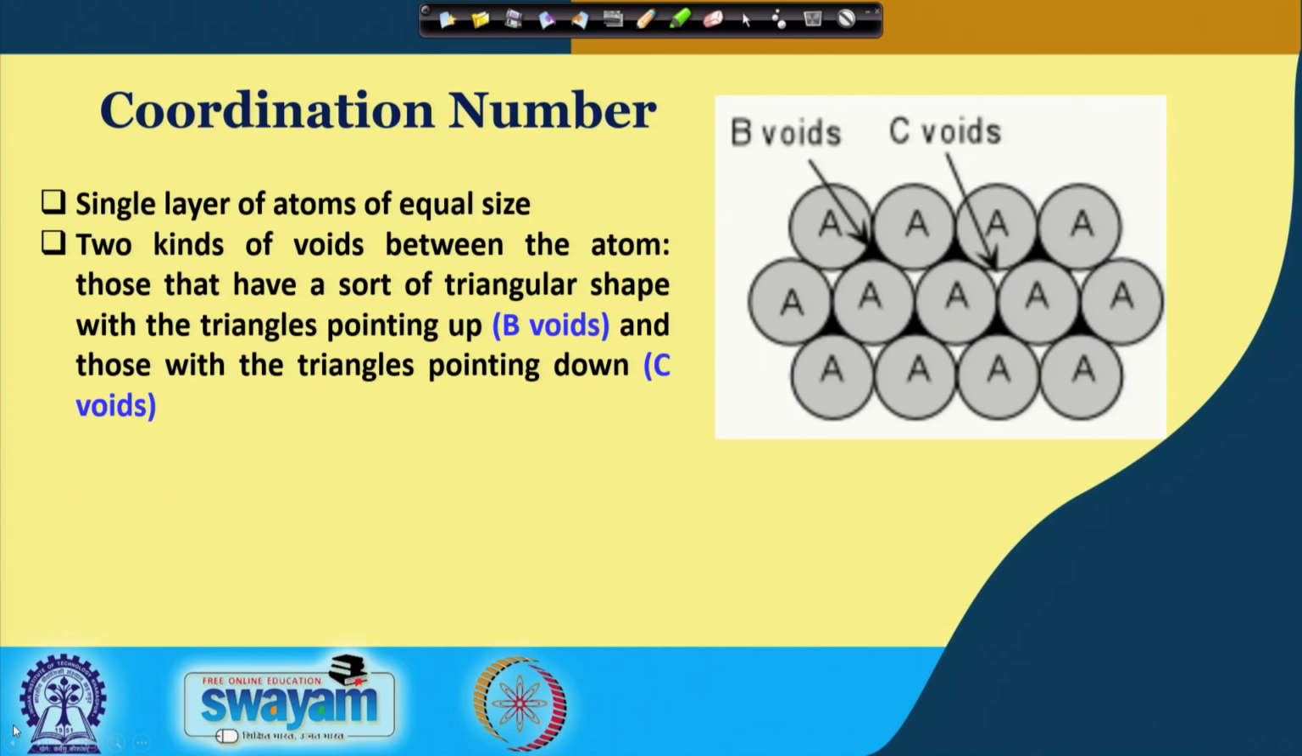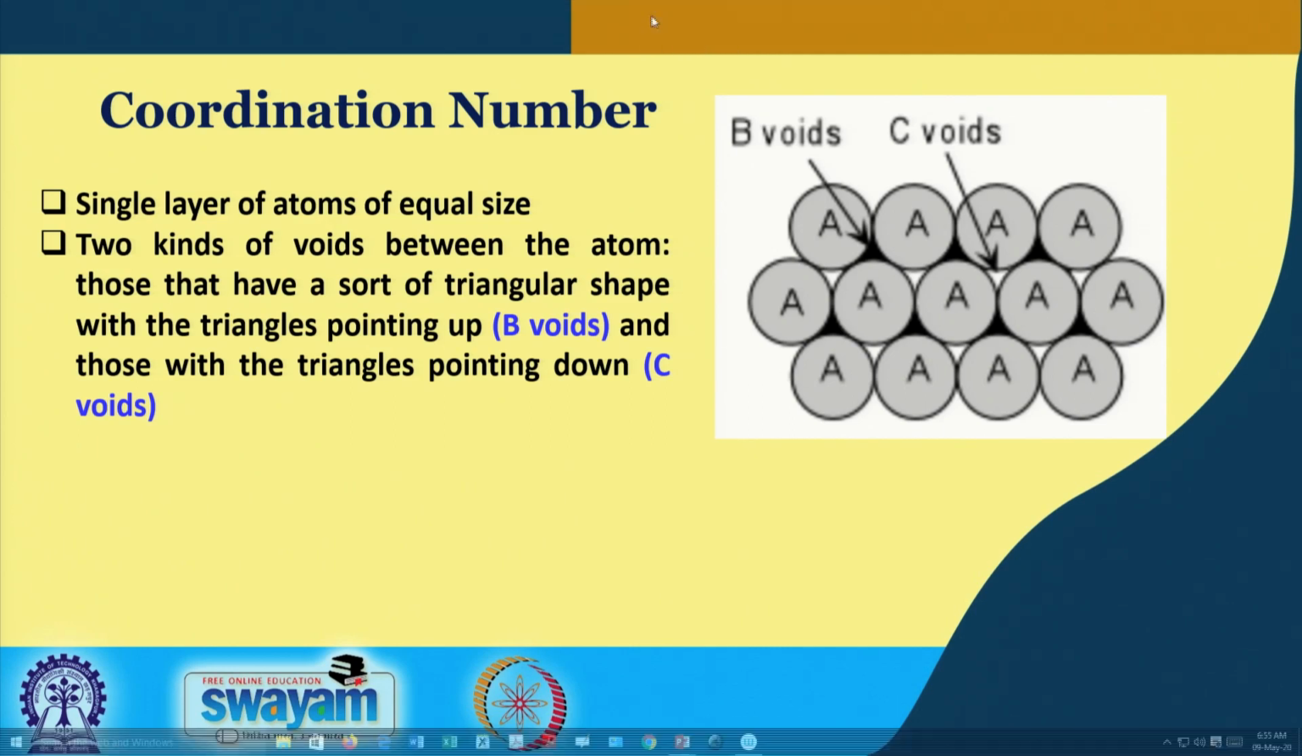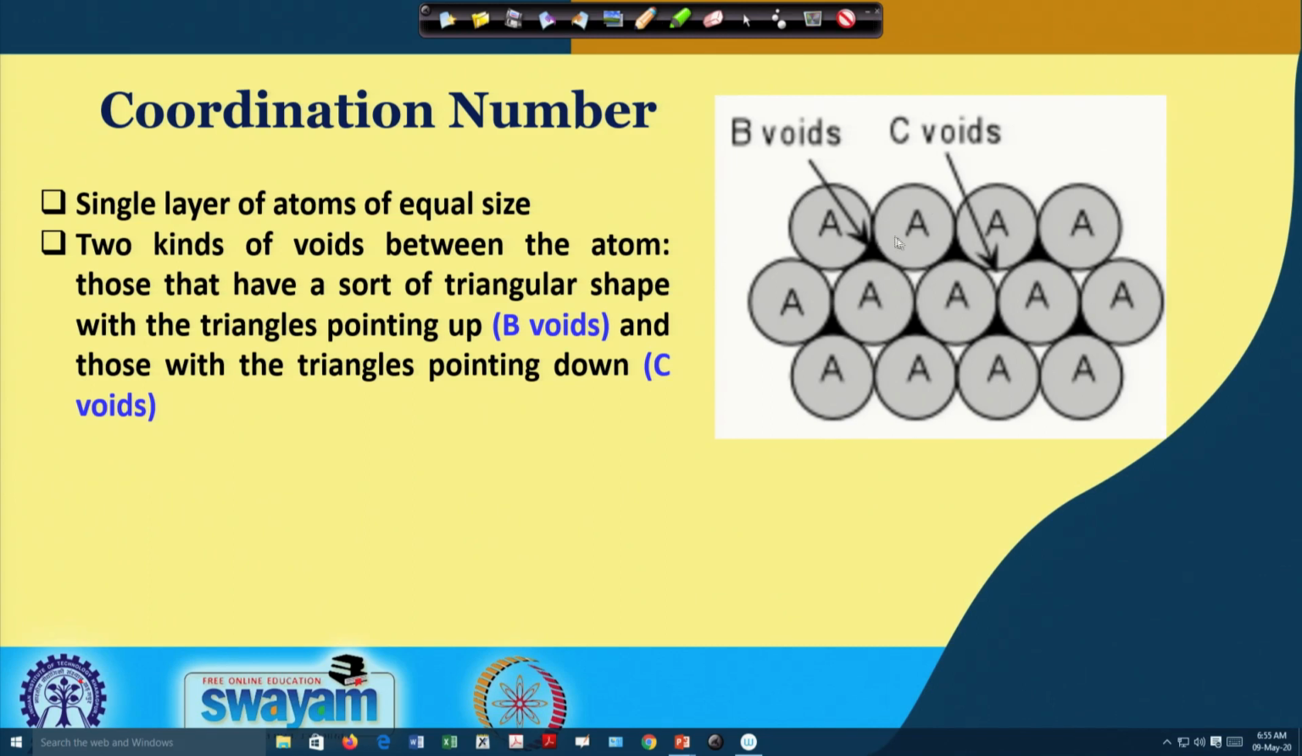Remember that when there is a single layer of atoms of equal size, there are two types of voids. One is void B and another is void C. The B void has a triangular shape where the triangles are pointing up, and those with the triangles pointing down are known as the C voids. As you can see here, these are the B voids, and this is the C voids.